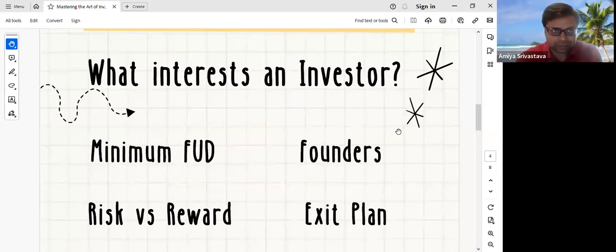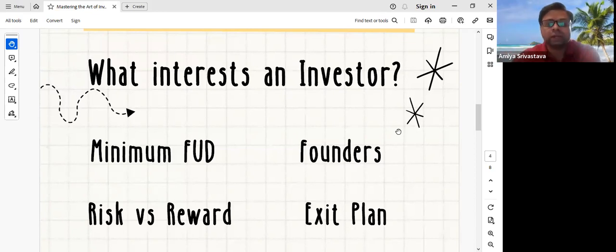Okay. Now, what interests an investor? That's the major question. Now, there is an acronym here, FUD. FUD stands for fear, uncertainty, and doubt. Whatever you're putting in front of the investor, you have to make sure that the fear that the investor has, the uncertainties that are there as a part of this entire startup, and the doubt of the investor, these things are taken care of.